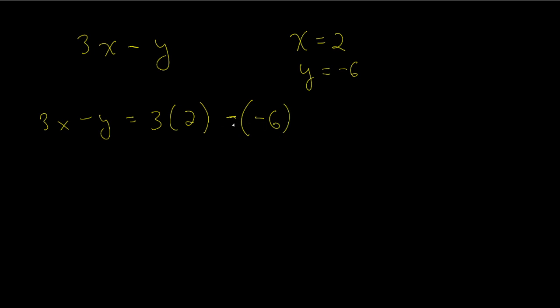When I do the subtraction, I need to keep track of the sign. And so 3 times 2 is 6. And I'm going to change this to adding. The opposite of -6 is 6. And so this is 12.